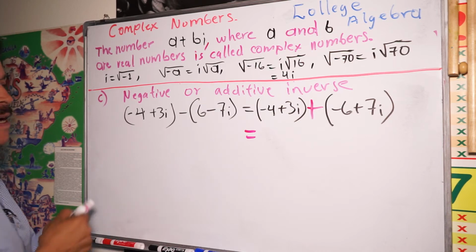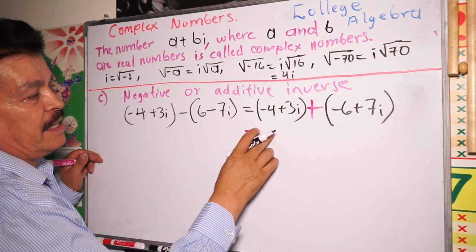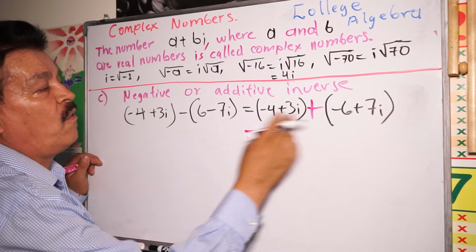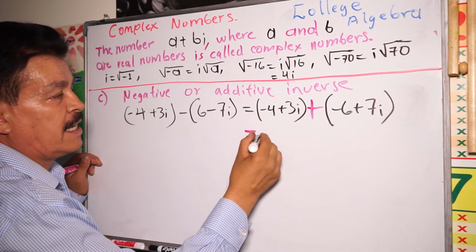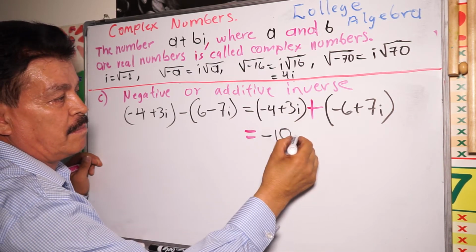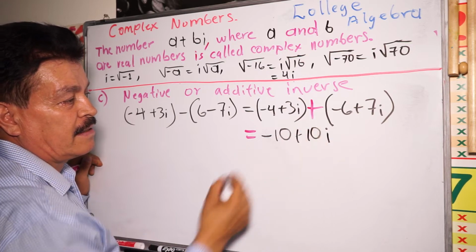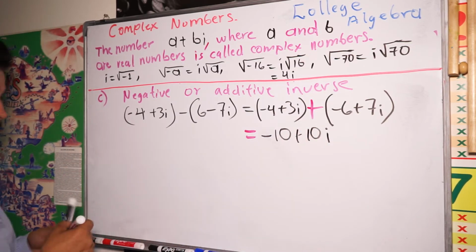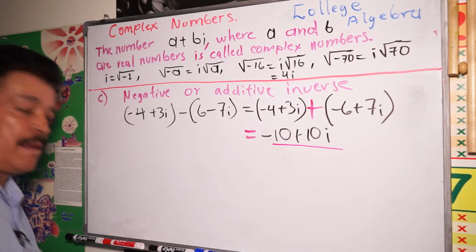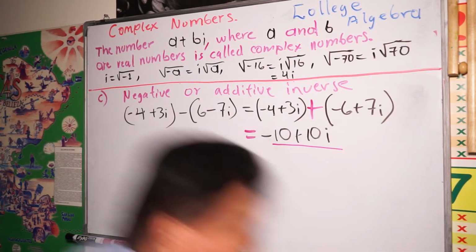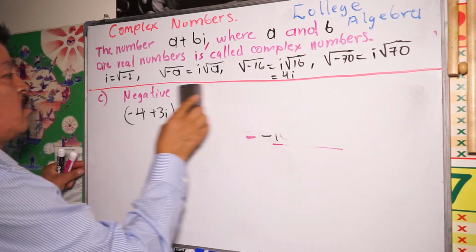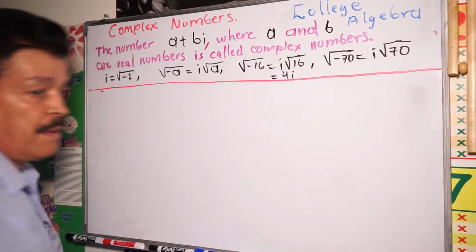What is the answer? Actually, it's very simple. Here, you have -4 and -6. You add them. It's -10. Positive 3 and positive 7 gives plus 10i. See? Very easy. Just some ideas to remember from the class before.